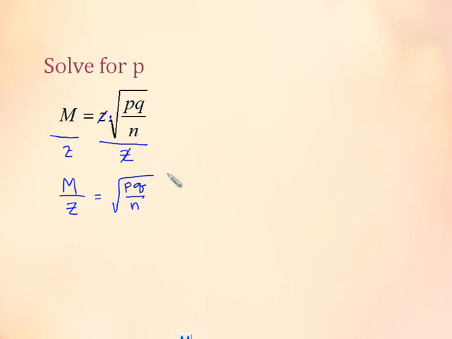In order to cancel the square root symbol, just like we did on the previous problem, the square root and the squared cancel. So I'm going to square this side, and I'm going to square the other side as well. As long as I do the same thing to both sides, this equation will remain equal. So now on the left side, I have m squared over z squared. And on the right side, the square root and the squared cancel each other. So I'm left with p times q divided by n.